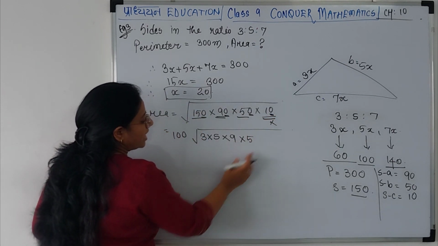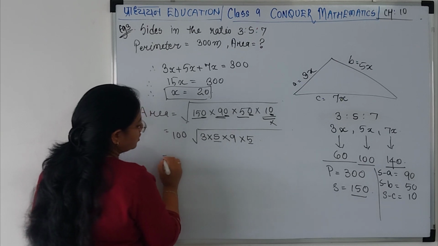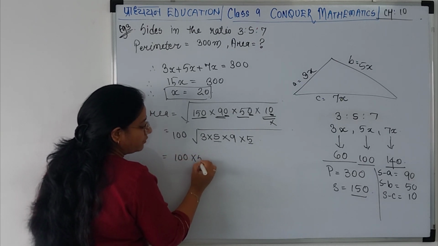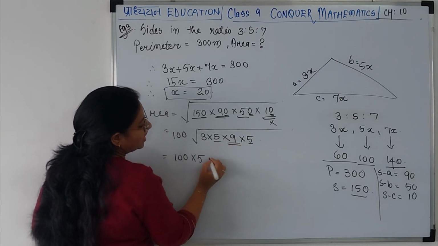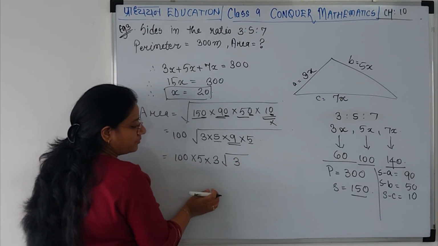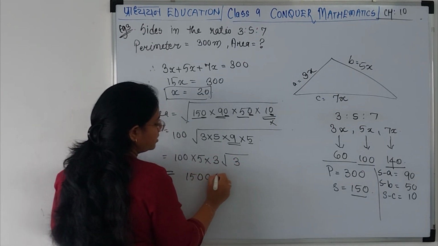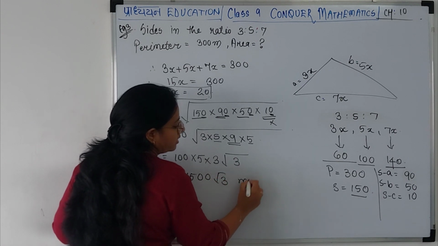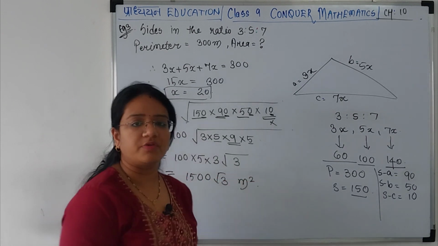Okay. So now we can take 5 into 5 also outside, that is 5 outside. And the square root of 9 is 3 outside. So inside only 3 is left. This gives you 1500 root 3 meters square. That is your area of the given triangle.